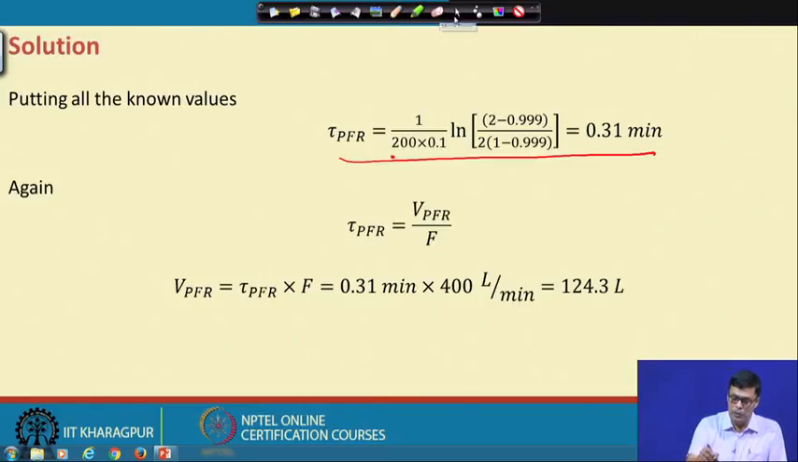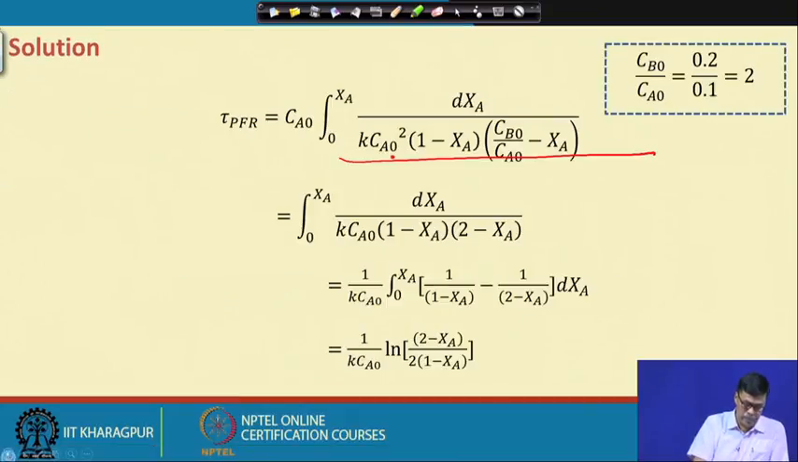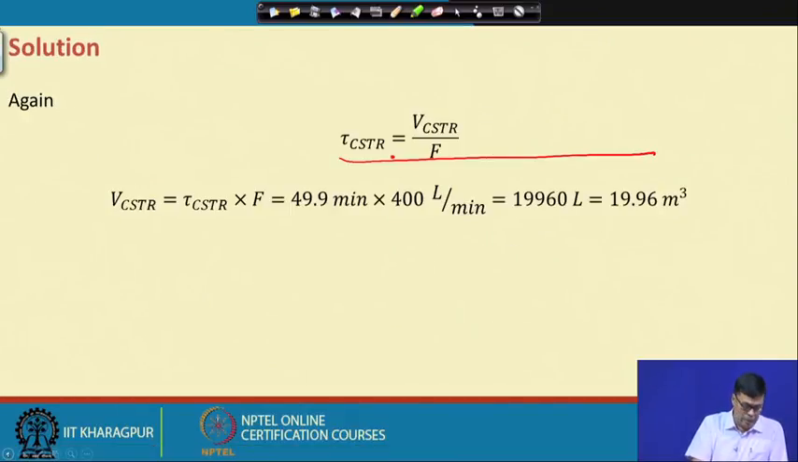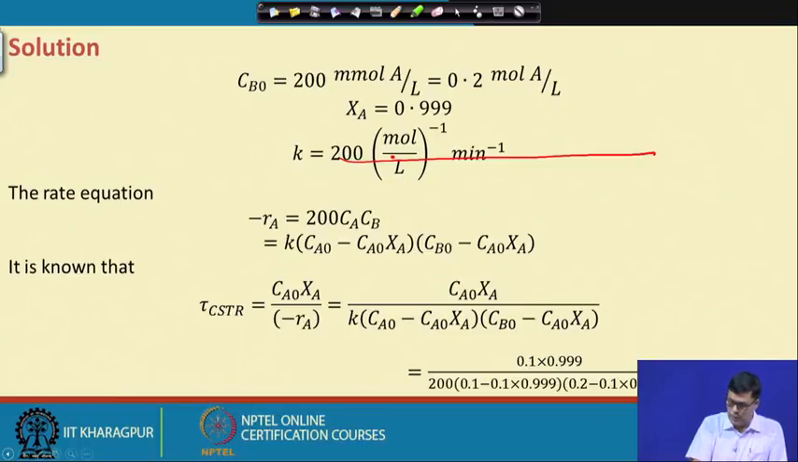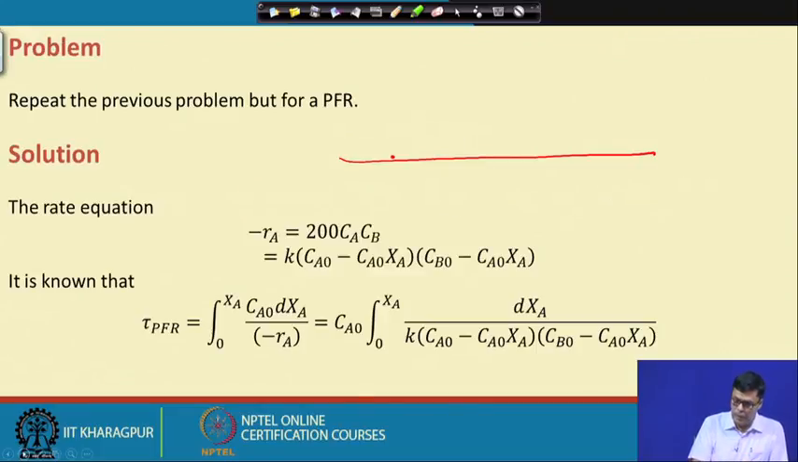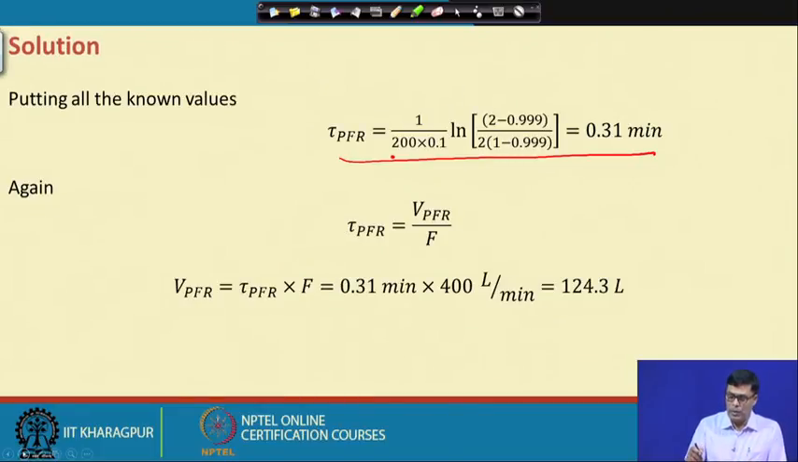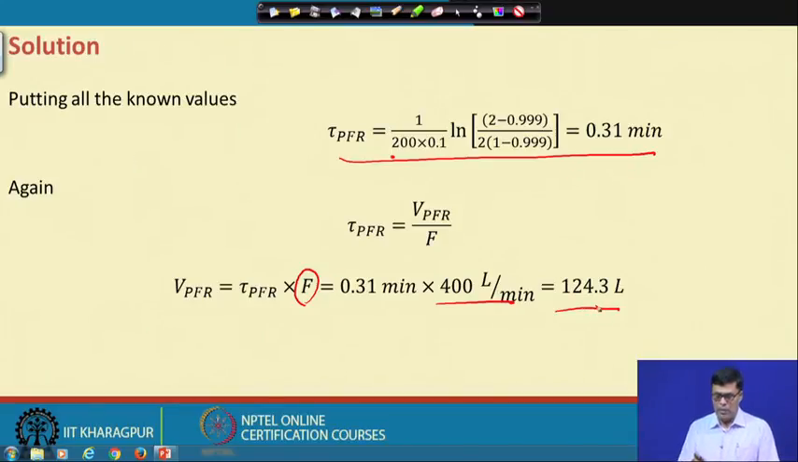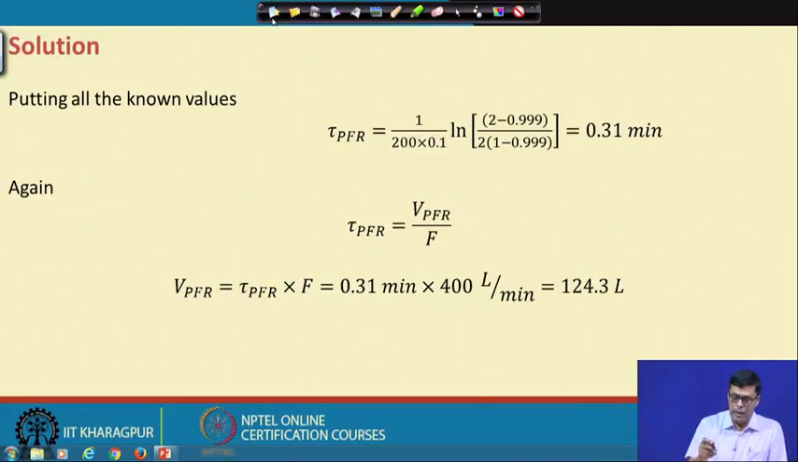So, I can just show you previously that in the case of the CSTR we calculated it was quite high, 49.9. Now it is coming quite less, so the volume is also coming quite less. When you calculate this with the flow rate, which is basically the same in the continuous system, we find that the volume of the plug flow reactor is much less compared to that of the CSTR.